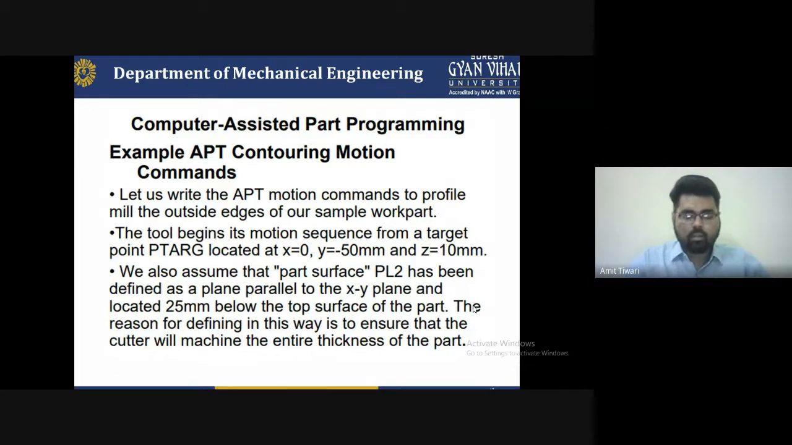Third one, let us write a program for automatic part programming, the APT technique, using the motion command to provide the mill from outside the edges of our sample from a target point P located at x equal to 0, y equal to minus 50 mm, and z equal to 10 mm. So these are the reasons why we are choosing this type of command as a part of the research.